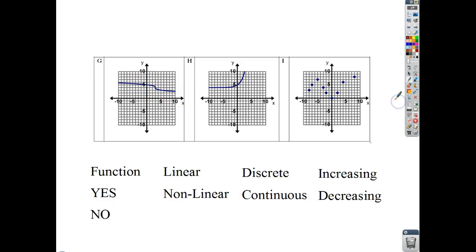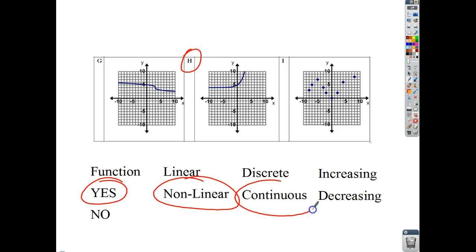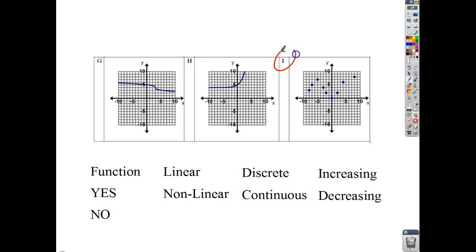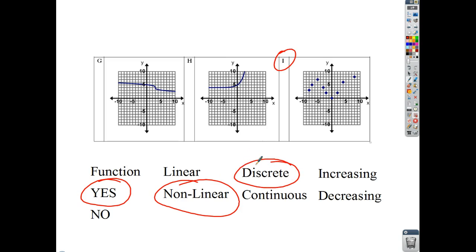All right, try H. Function, yes. It is not linear, it is continuous, and it is increasing. Okay. All right, let's try I. Go. All right, function, yes. Linear? No. Continuous? No, it's just discrete. And what does it do? It does both increase and decrease.